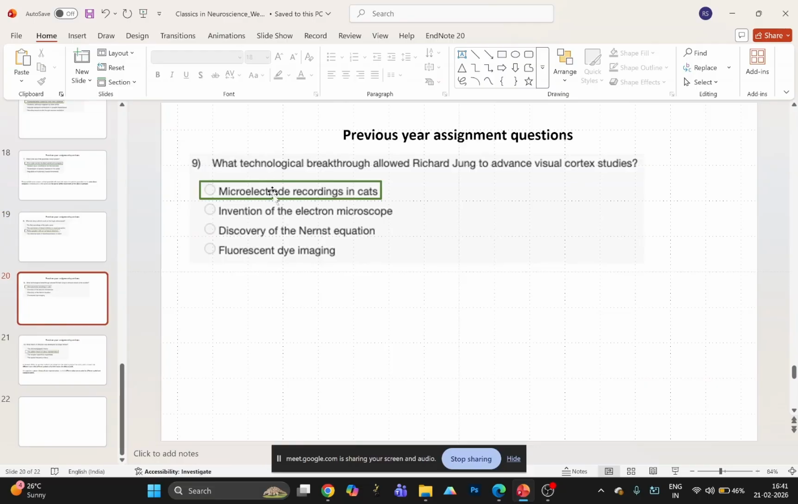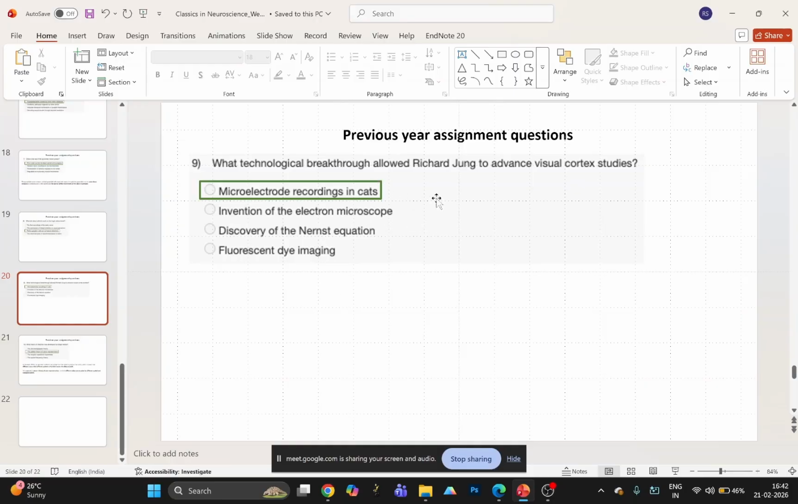Next, what technological breakthrough allowed Richard Young to advance visual cortex studies? So, what did Richard Young do? Richard Young was the first one to carry out microelectrode recordings in cats. He was the one who first inserted microelectrodes in the cortex of cats and tried to study it. I think he did this in 1952, if I'm not wrong.